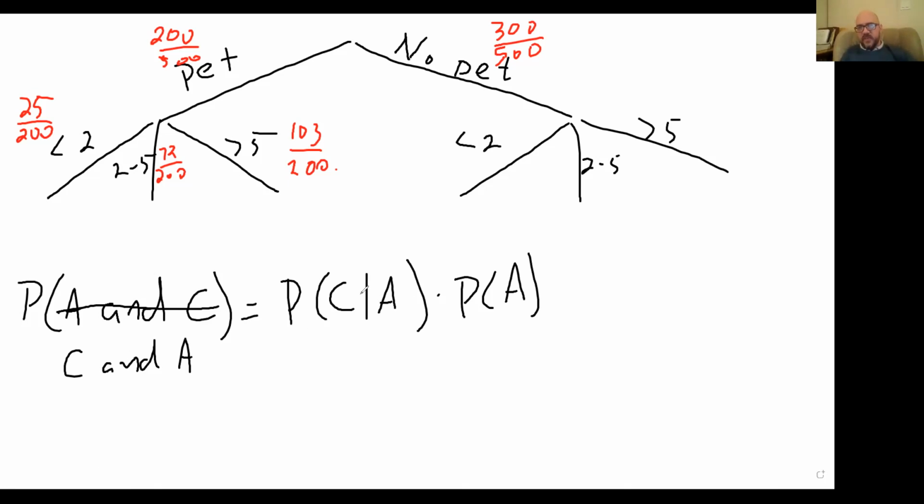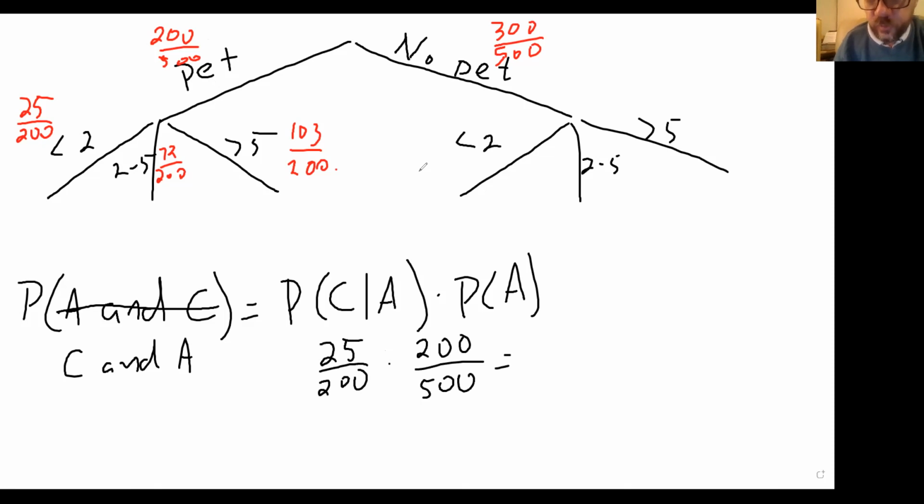Well, the probability of C given A is this one. Probability of surviving less than 2 years, given that you own a pet, times the probability of owning a pet. Right, that's what this says. So this guy right here is 25 out of 200 times 200 out of 500, which is 25 out of 500. What I'm doing there is just canceling, right? Cancel your fractions, or cancel when you're multiplying, it makes it a lot easier.